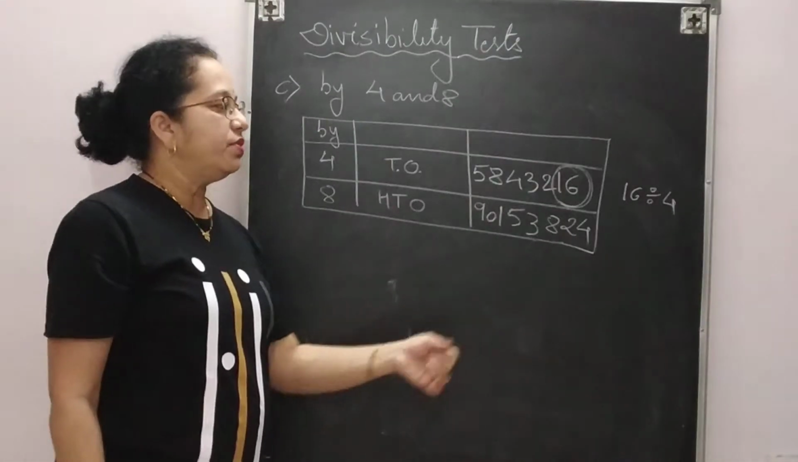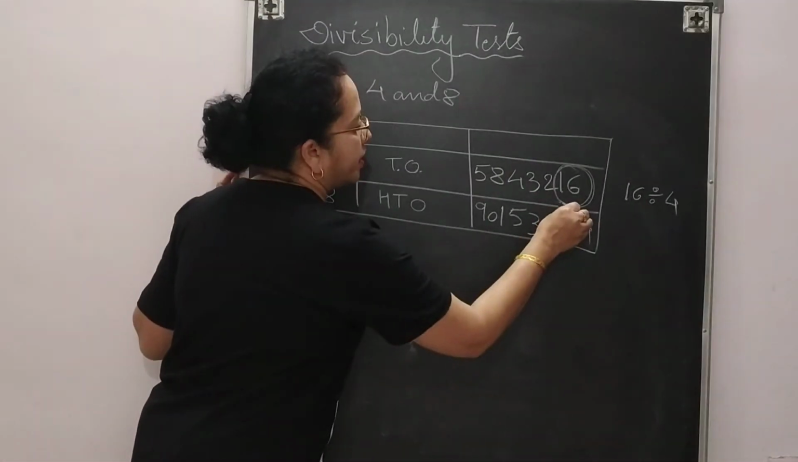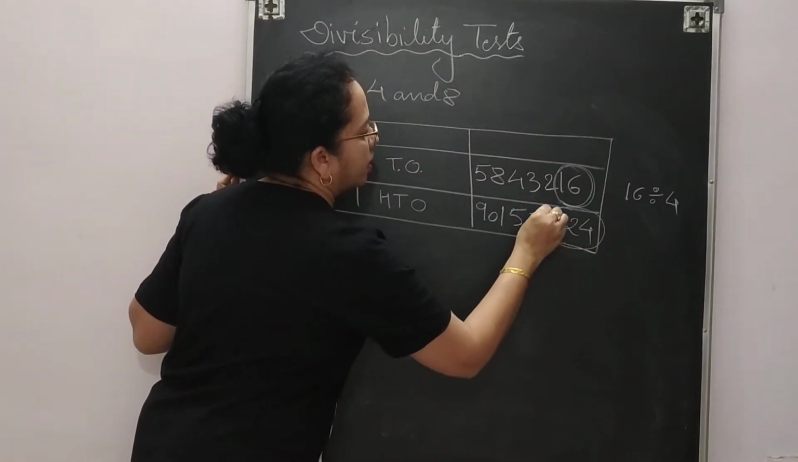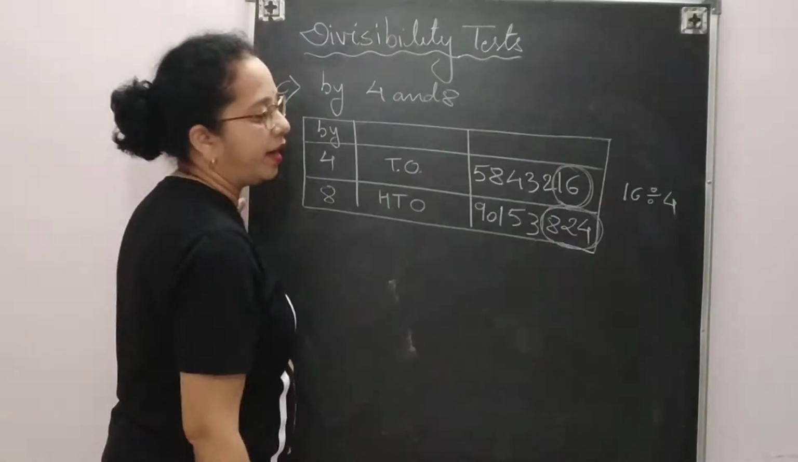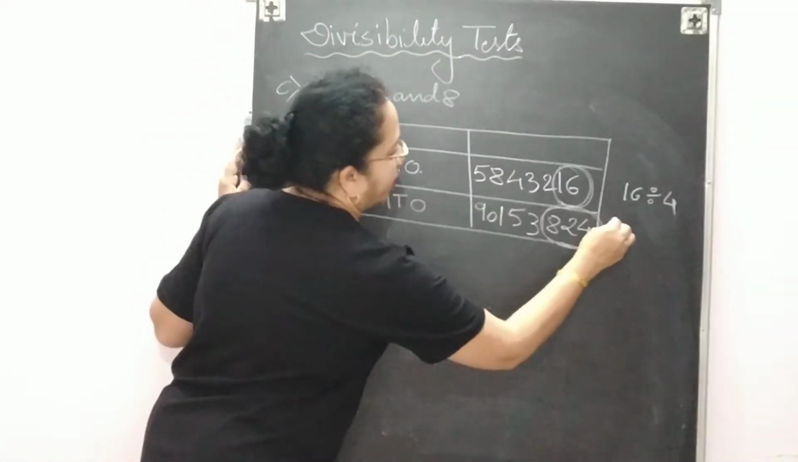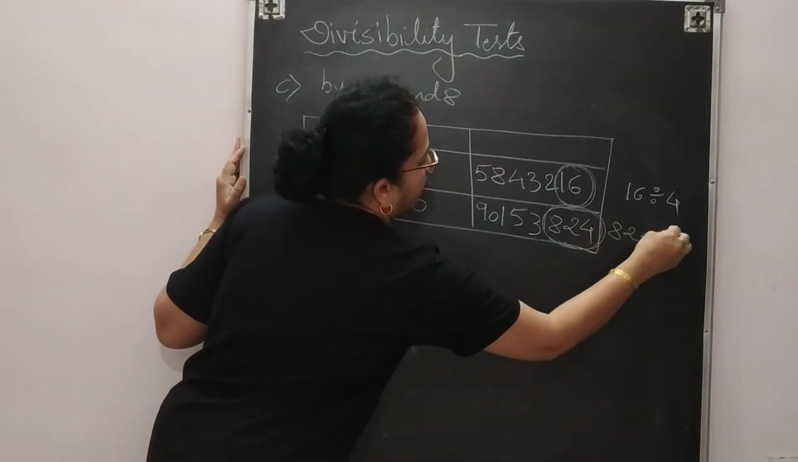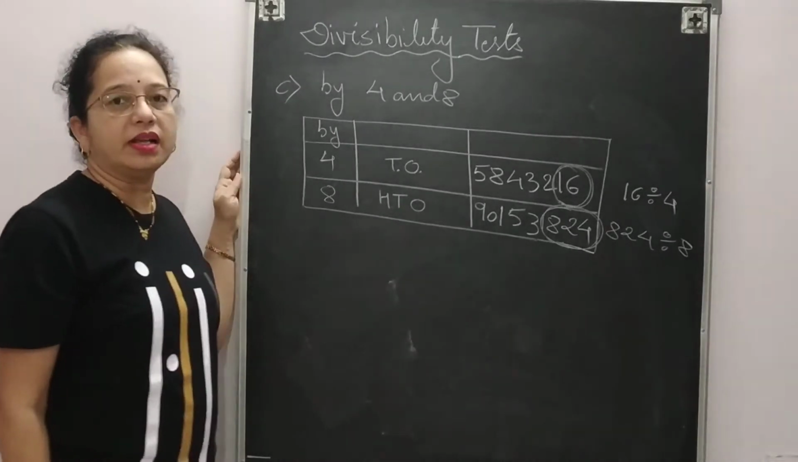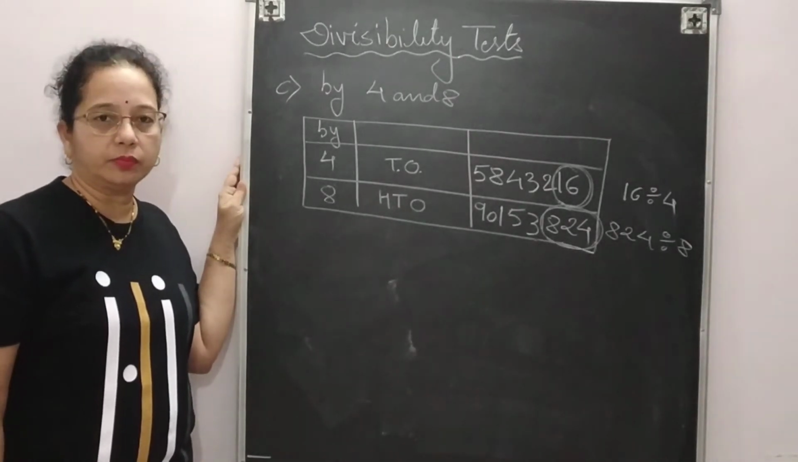Now, is the number divisible by 8? What is the divisibility test by 8? We check the ones, tens and hundreds place digits. That is the last three digits, 824. Is it divisible by 8? Yes, 824 is divisible by 8. Therefore, the given number is divisible by 8.